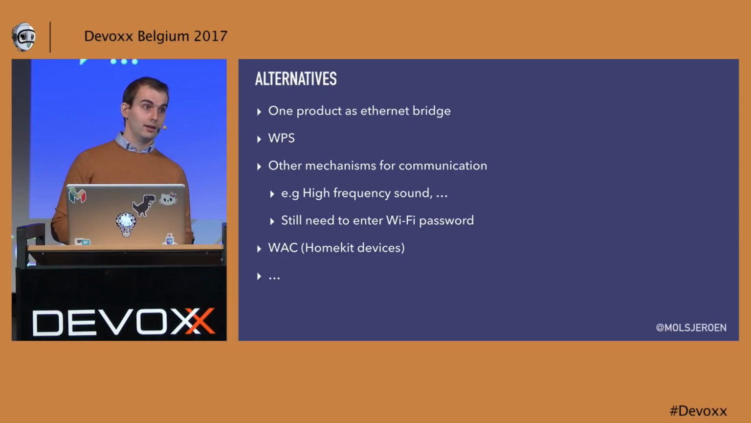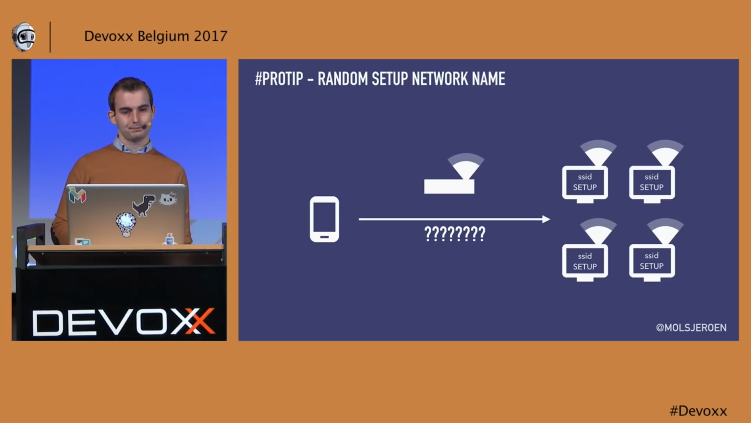Another alternative is, if you're building an Apple-only product, you can introduce an Apple MFi chip, and then you can use their wireless accessory configuration tool, which is baked into iOS, and then they completely handle the setup for you. Users don't have to enter a password at all. But yeah, this only works with Apple devices, so if you want to support both Apple and Android devices, then this simply doesn't work.